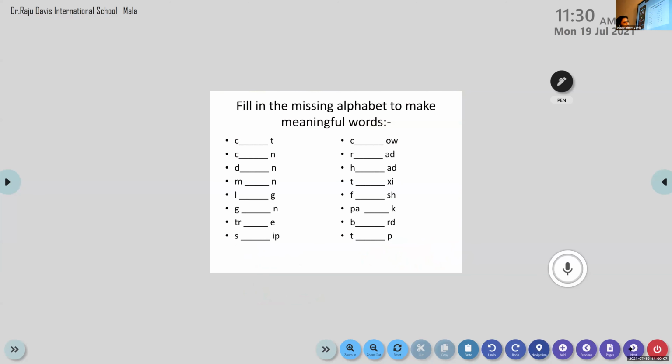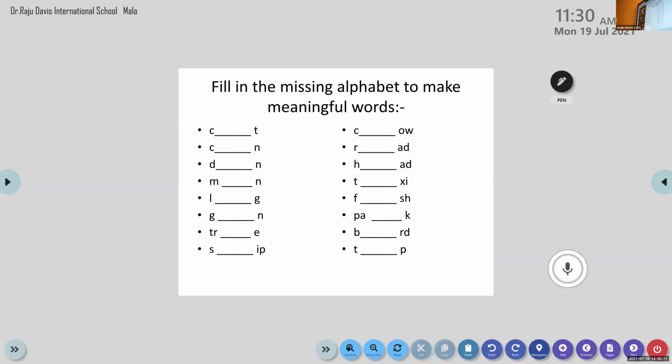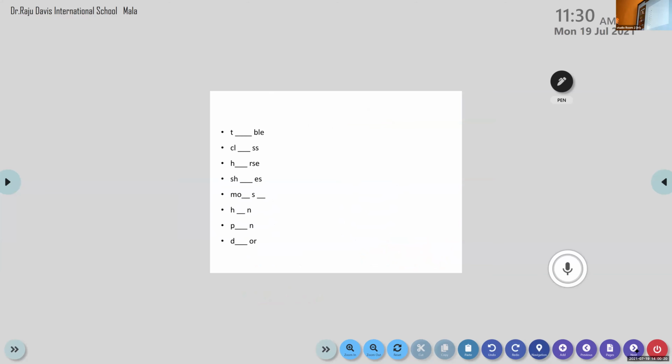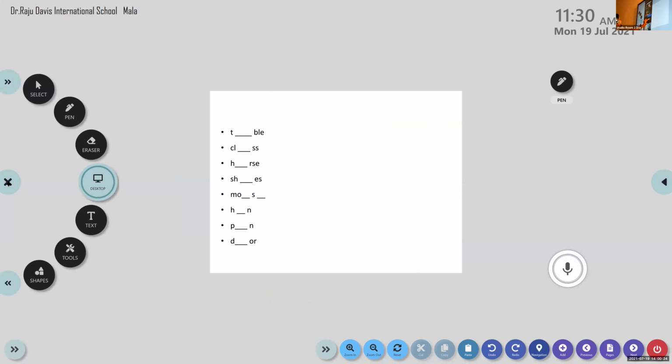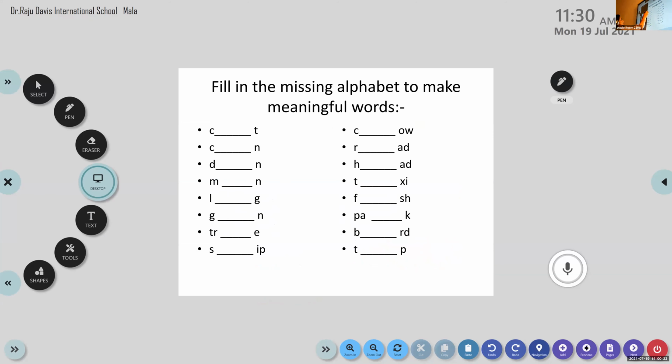So here is the exercise for you. I told you to complete it. I hope all of you have completed it. Yes, have all of you completed it? Yes, the answer keys are also being sent to you. In today's session, we are only looking at these exercises. Okay, so what we have to do is, yes, which letter has to be inserted here?